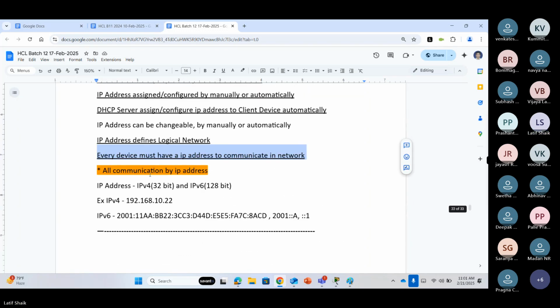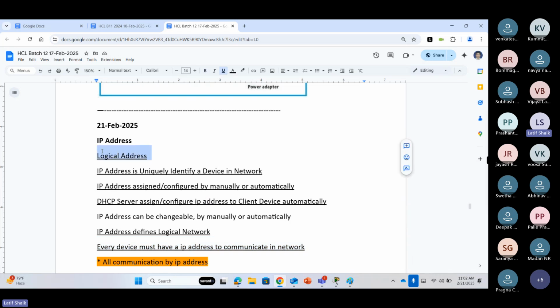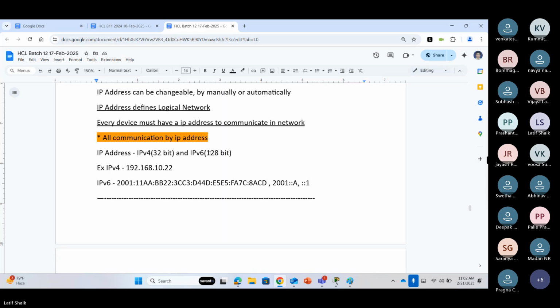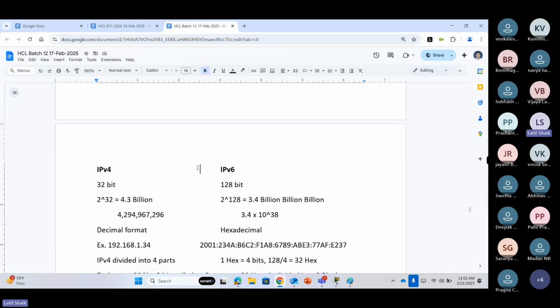Guys, understand that an IP address is a logical address. It defines the logical network. An IP address is not a unique address; a MAC address is the unique address. An IP address uniquely identifies a device in the network. An IP address can be changed and assigned. Manually we can assign it, manually we can change it, and also we can get an IP address automatically from a DHCP server. To communicate in the network, you must have an IP address, and all communications are done with the IP address only. Got it, guys?